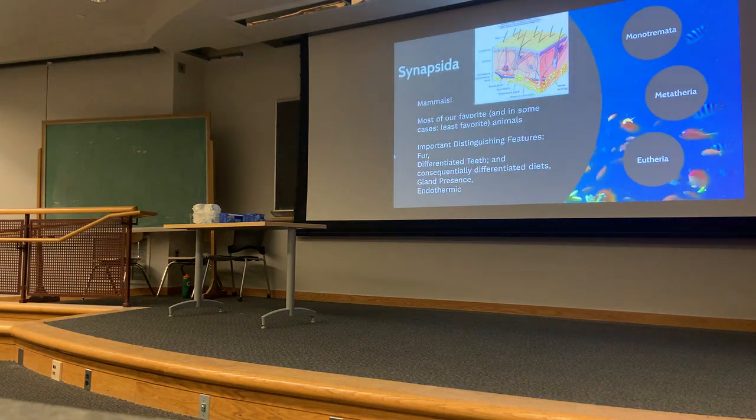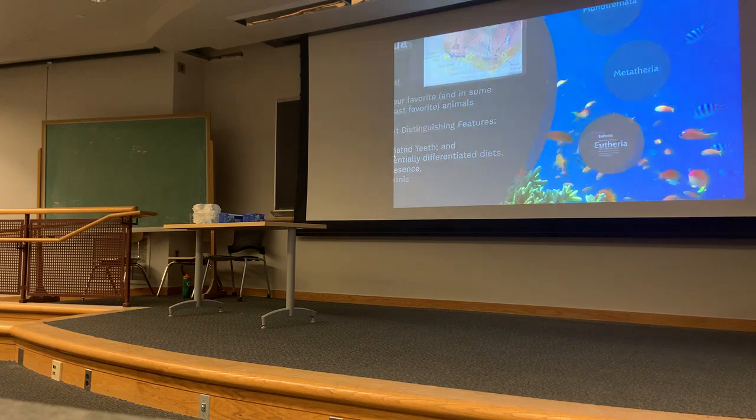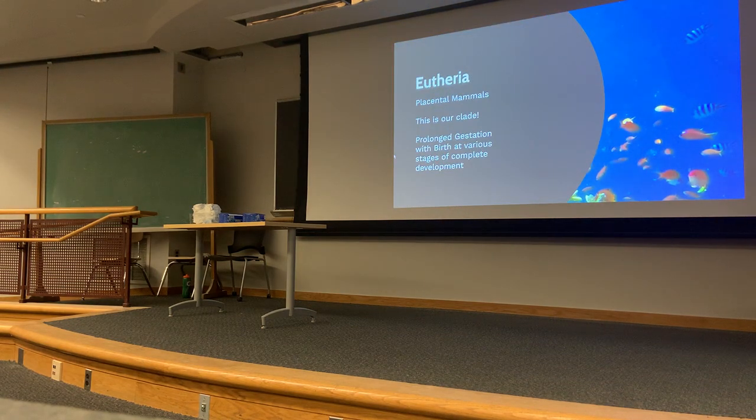And then finally, there is eutheria, or true placental mammals. This is where we belong. We have placental gestation. We keep our young inside of us for a very long time to completely develop. There are various species, families, and genera that have various stages of development that the young are born at.